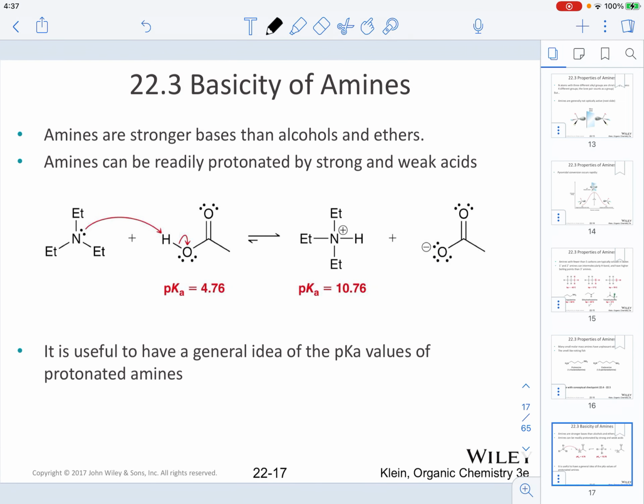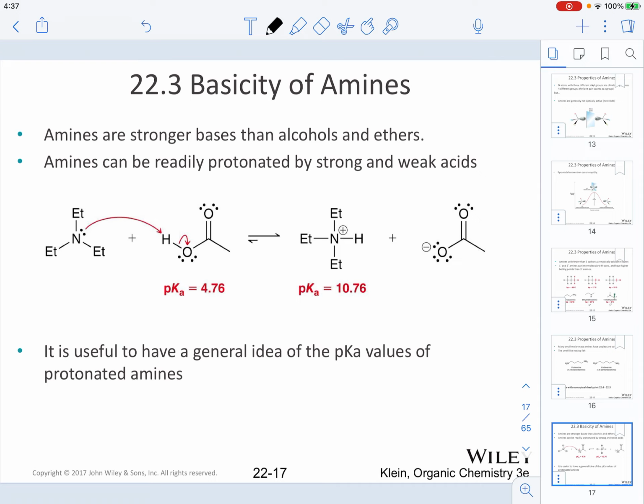Now, when it comes to the basicity of amines, understand that they are stronger bases than alcohols and ethers. So amines can actually be readily protonated by strong and weak acids. As you can see in the example equation here, we have triethylamine in the presence of a carboxylic acid.